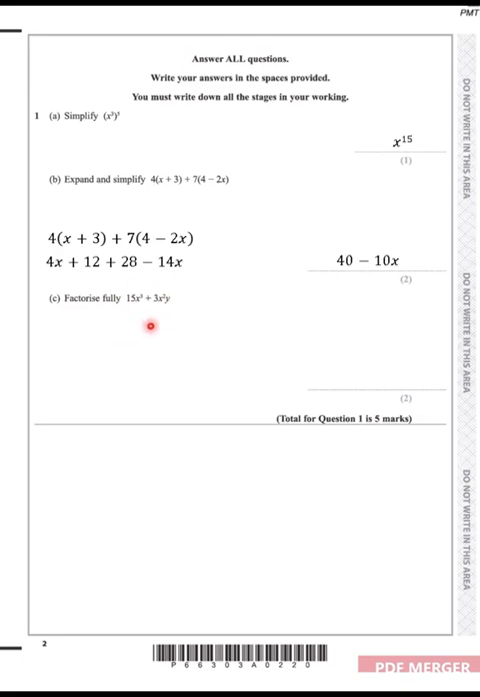Factorize fully 15x cubed plus 3x squared y. So to factorize this, you need to understand what is common in both of these expressions. So 3x squared is common in both 15x cubed and 3x squared y. So 3x squared is on the outside. So how do we get to 15x cubed? 3x squared multiplied by 5x. So 5x on the inside, and we're left with plus y. So the full factorization is 3x squared, open bracket, 5x plus y, close bracket.